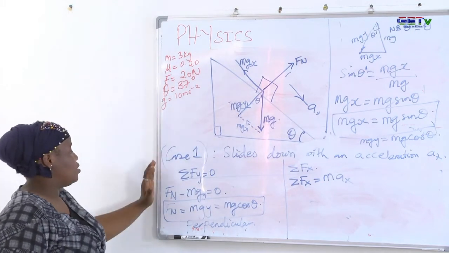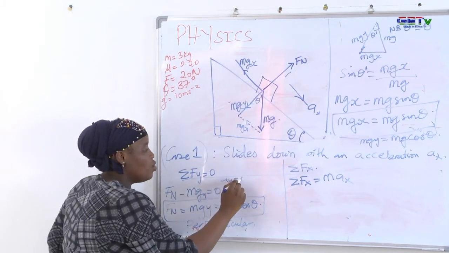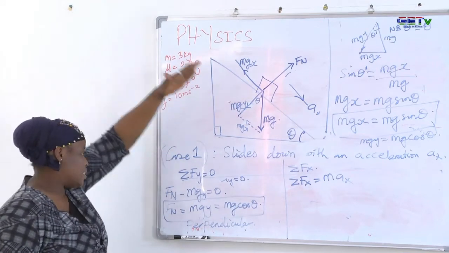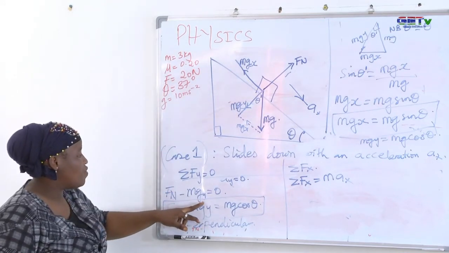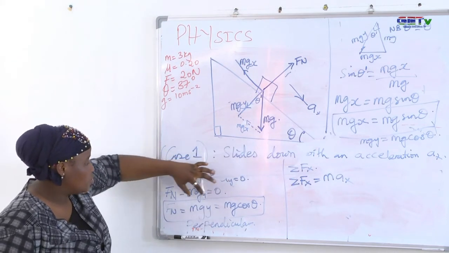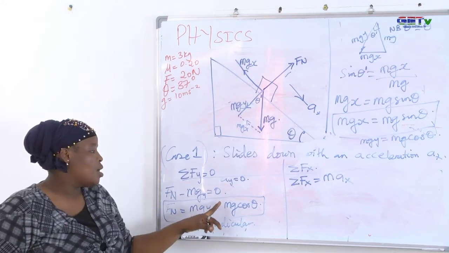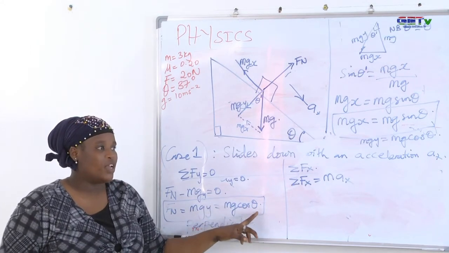Good. Now we will deal with the forces on the y-axis, and this tells us the acceleration on the y will always be 0. And these are the forces acting: Fn minus mg of y, which is equivalent to ma of y, but we note that a of y is 0. So substituting this into the equation gives us Fn equivalent to mg cosine of theta. We are done with the y forces.